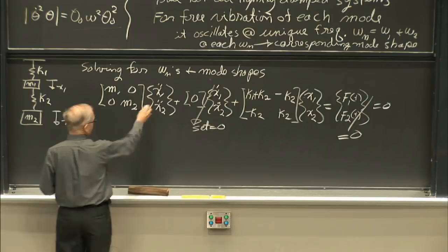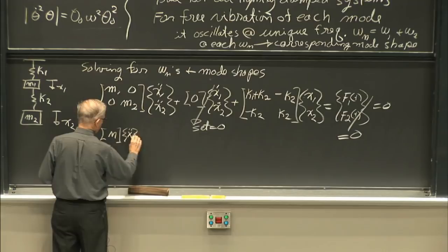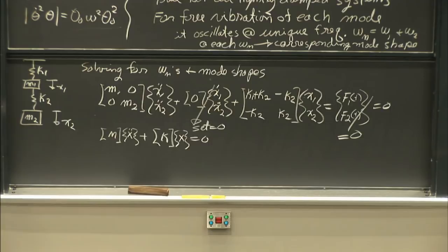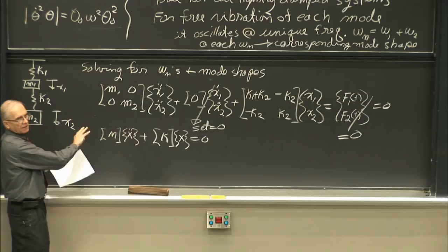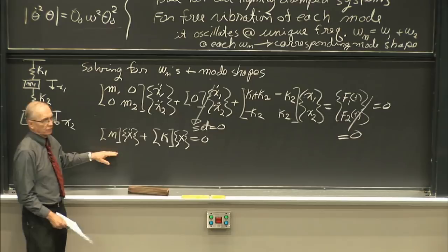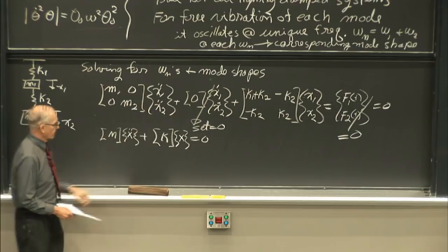And this is then of the form a mass matrix times an acceleration vector, x1, x2, plus a stiffness matrix times a displacement vector equals 0. So in matrix notation, it looks like that. This is the way you would do any rigid body vibration problem. This is 2 degrees of freedom, but this is a general expression for an n degree of freedom system. If we had 3 masses here, then these would be 3 by 3 matrices instead of 2 by 2s. So that's the basic formulation.